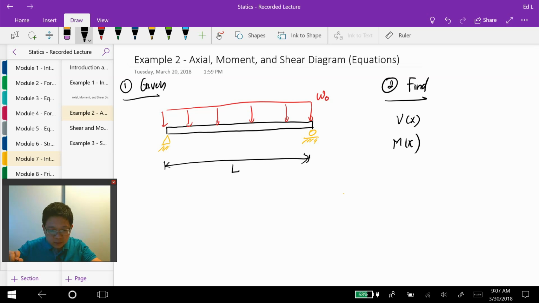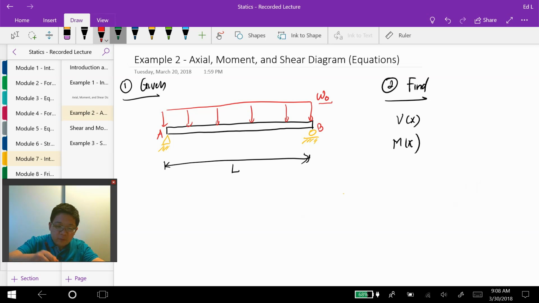Hi everyone, in this lecture we are going to continue our discussions relating to constructing internal forces diagrams using the equations. And here I'm going to discuss the second example, in which we have a simply supported beam subjected to a constantly distributed load. Before we start, I would like to call this joint A and this joint B, where joint A is pin supported and joint B is roller supported, and then the uniformly distributed load is applied across the beam.